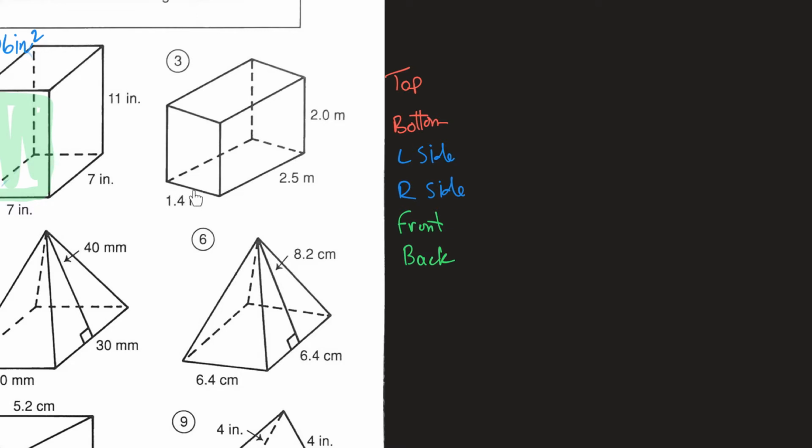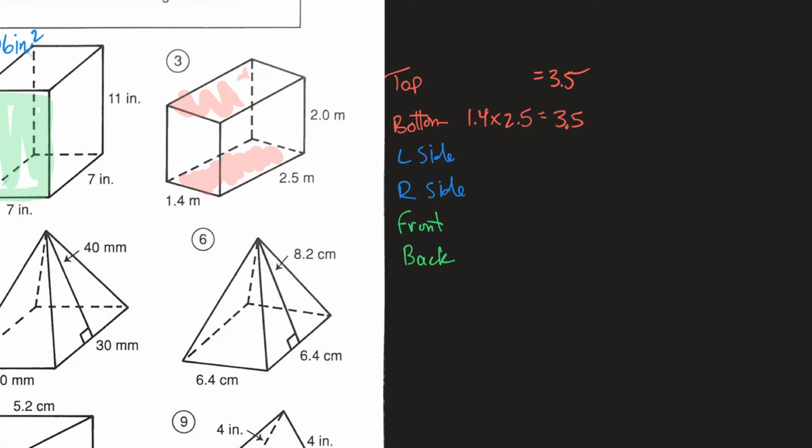The bottom's going to be 1.4 times 2.5. Let's see what that is. And that is 3.5. But the top and the bottom are going to have the same area, right? Because we have the area of the bottom. The bottom is that there, and the top is this. They have the same area. So I'm just going to rewrite those.